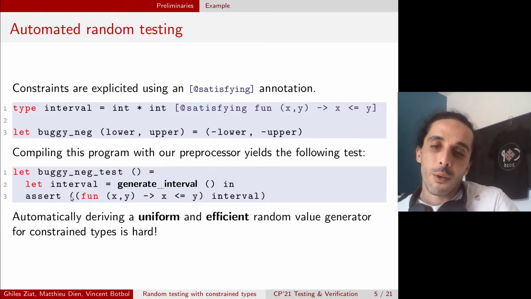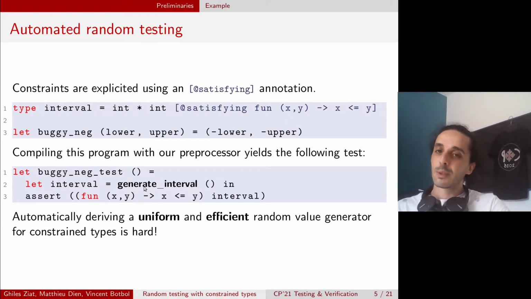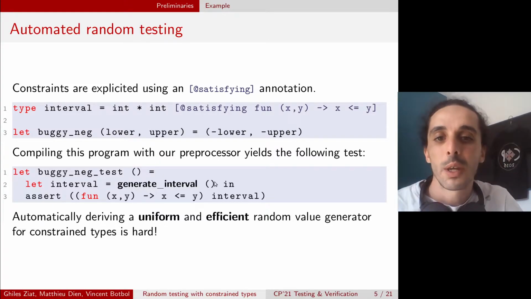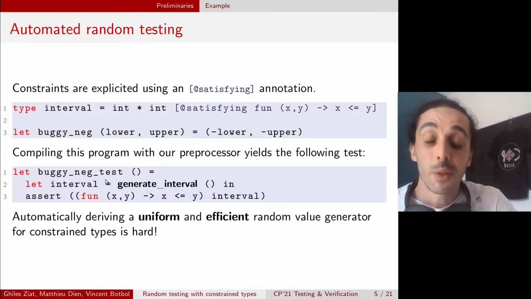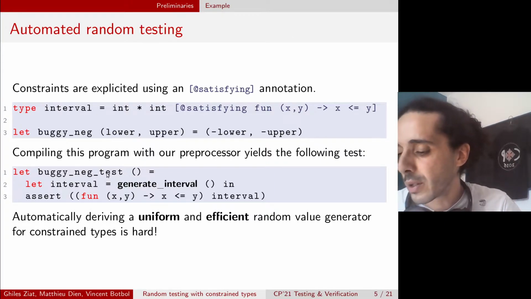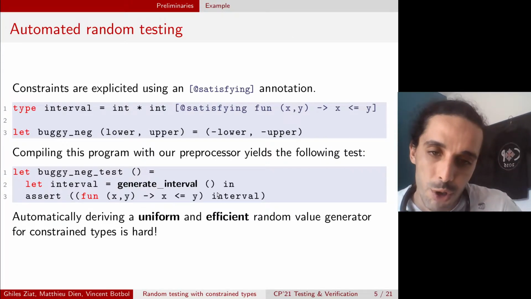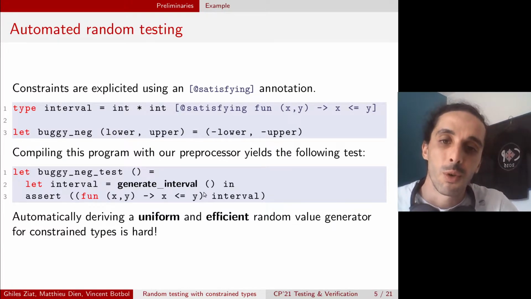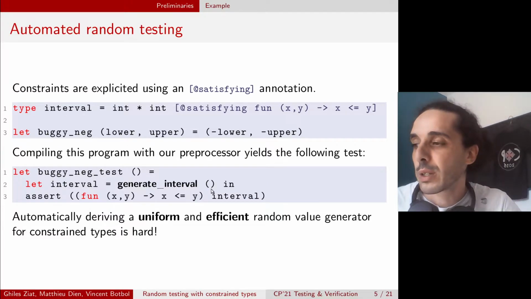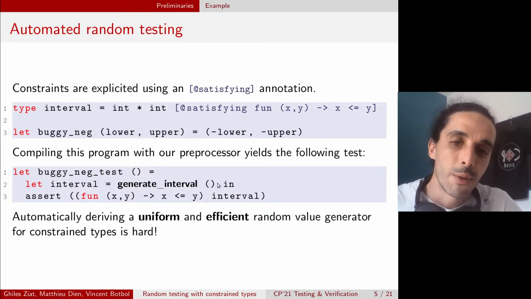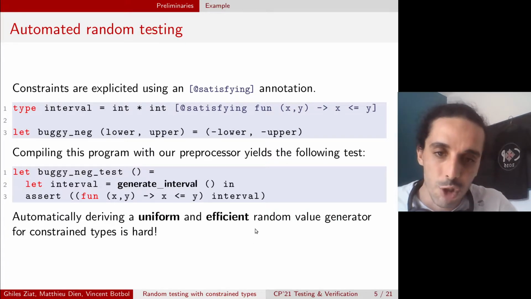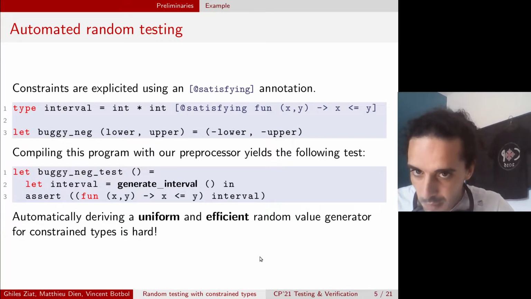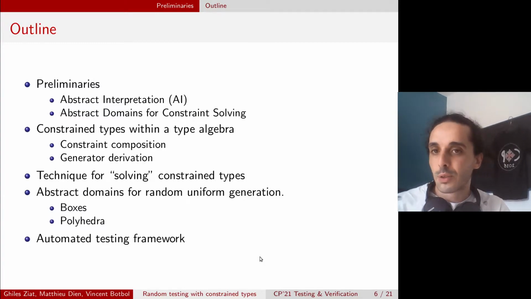The hard part here is that the function generating intervals should be derived automatically by our framework, and we want this function to be uniform. That is, every valid interval has an equal chance of being generated, and we want it to be fast, because this will generally be embedded in a loop where we generate thousands and thousands of intervals and check if they satisfy the property.